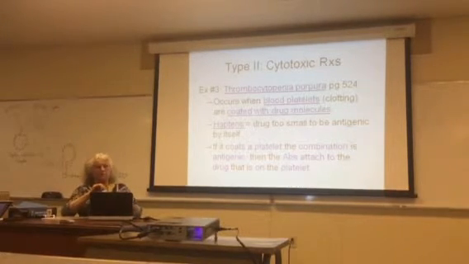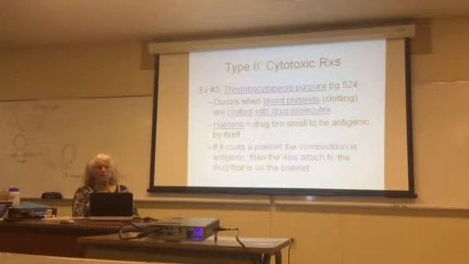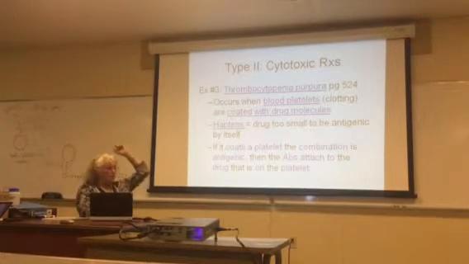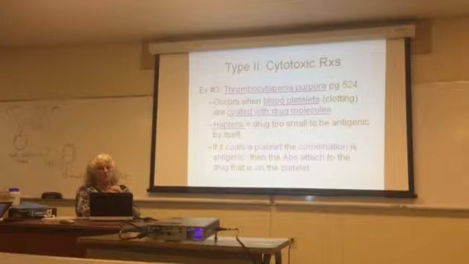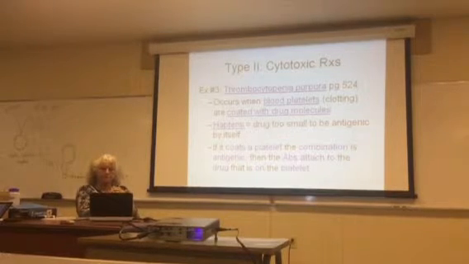A third example is thrombocytopenia. This one occurs when blood platelets, which are what's used in clotting your blood, are coated with drug molecules, as I wrote up on the board there. Drug molecules are oftentimes haptens, meaning that the drug is too small to cause an antigenic reaction by itself. But if it coats that platelet, then the combination is antigenic.